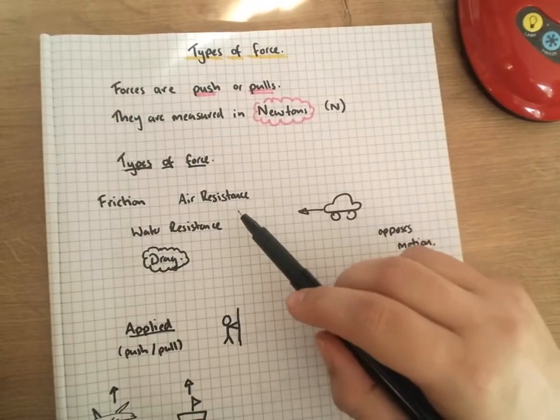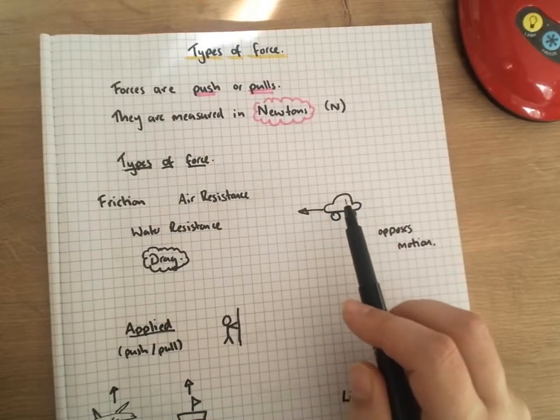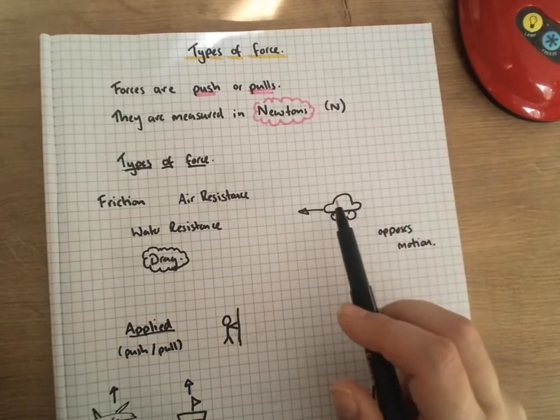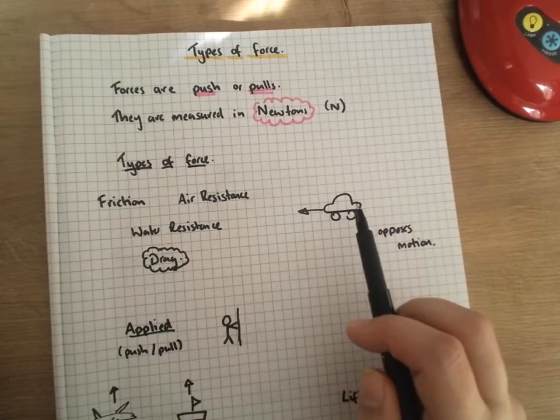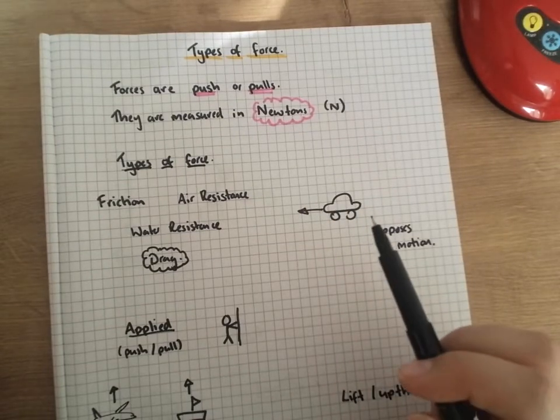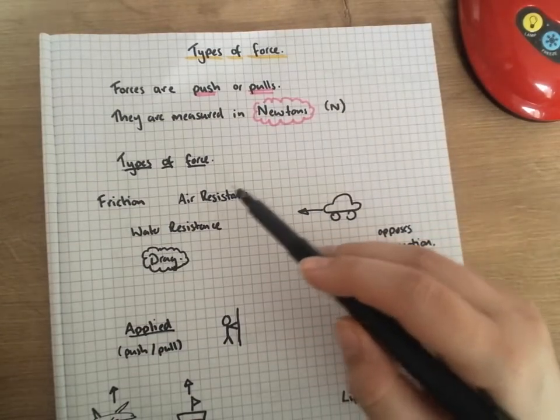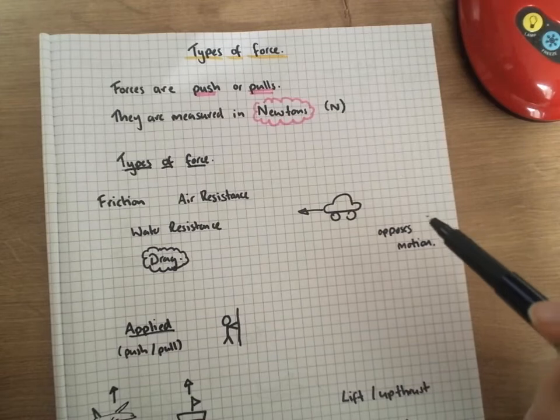Okay, the other one then is air resistance. For example, as a car is travelling through, it's going to have friction from the wheels, but also the air is going to be slowing it down. So we also have air resistance, or a plane travelling through the air, or a skydiver falling down. The one that's opposing their motion is air resistance.